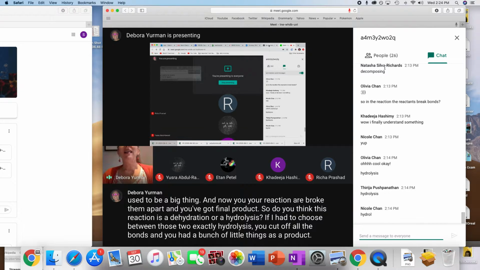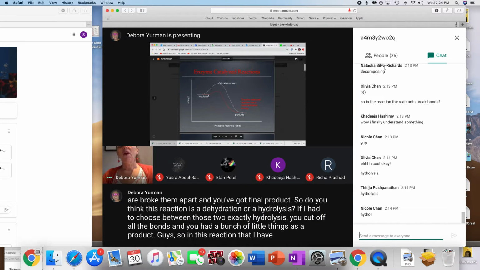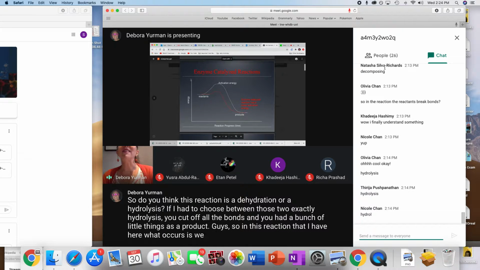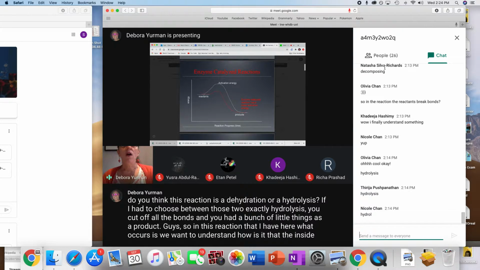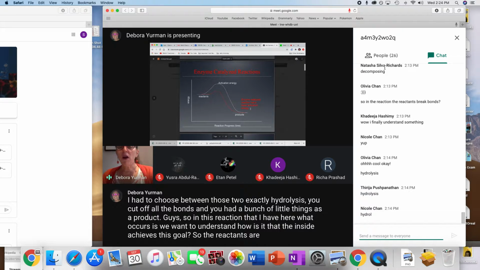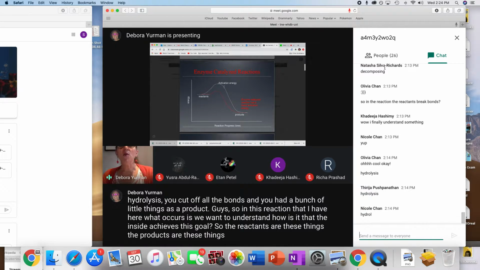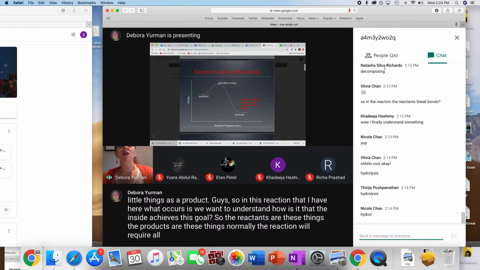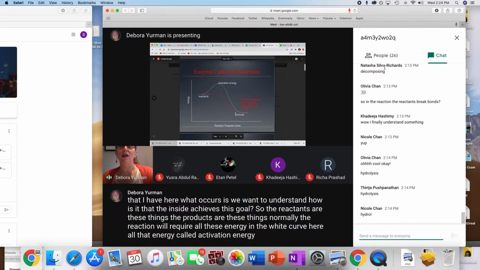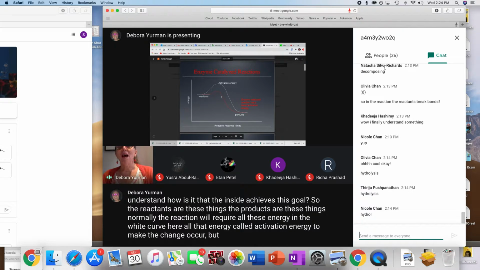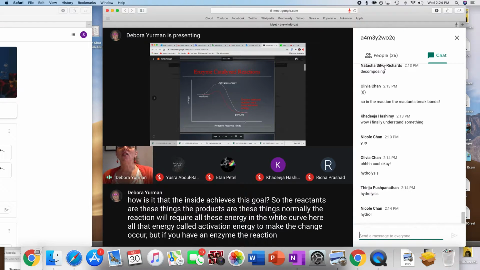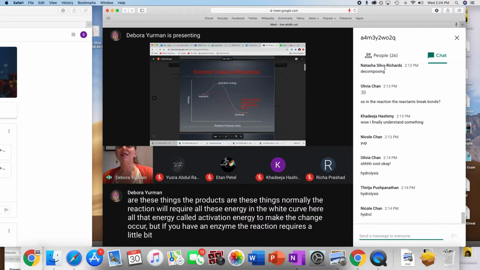Nice. So, in this reaction that I have here, we want to understand how the enzyme achieves this goal. So the reactants are these things, the products are these things. Normally, the reaction will require all this energy in the white curve here, all that energy called activation energy, to make the change occur. But if you have an enzyme, the reaction requires a little bit less energy to get the change to occur. You have still the same reactants and the same products, and the enzyme doesn't get consumed. It just makes the change easier.